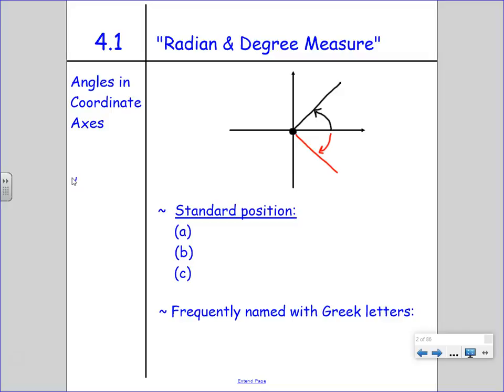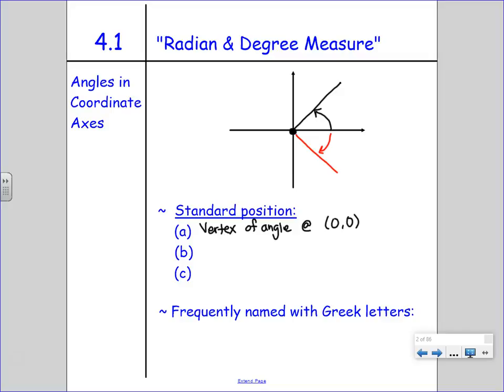A few things about standard position of an angle. First of all, the vertex of the angle. What's the vertex of an angle? Do you remember? Yeah, the point where the two lines meet. We always put the vertex of an angle at the point 0, 0, hence at the origin, right? As much as possible, an angle in standard position has to have the vertex at 0, 0.